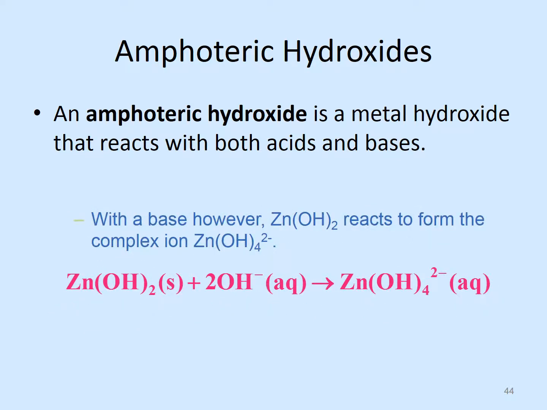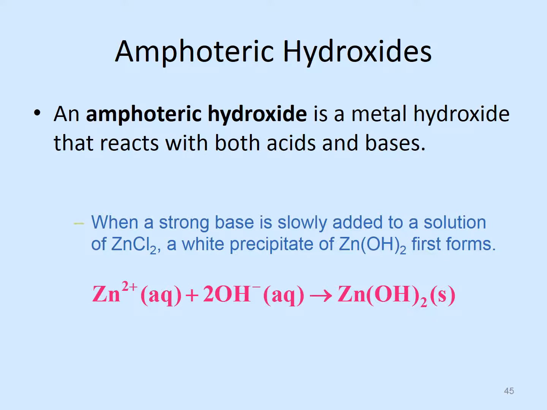However, even if a base is around, similar to what we saw before, the zinc hydroxide can actually attach more hydroxide groups onto it and form an ion. So it'll make a zinc with 4 OH groups and a 2- ion, which because it's ionic is dissolved, and so it will actually dissolve the zinc hydroxide in a basic solution as well.